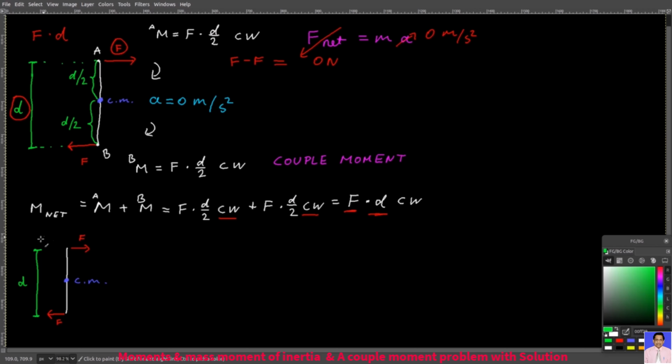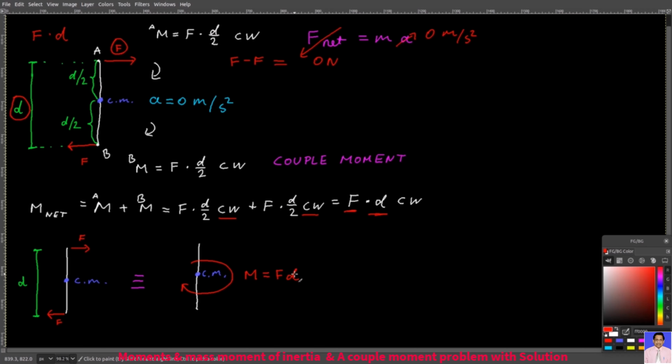And also, if you don't want to draw these force arrows applied to the rod all the time, then an equivalent way to draw this is like this. You have this rod, you have this center of mass here, and instead of force arrows, you just draw this couple moment representation here, where you draw it in the direction of the rotation of the object. And then you write here M equals F times d.